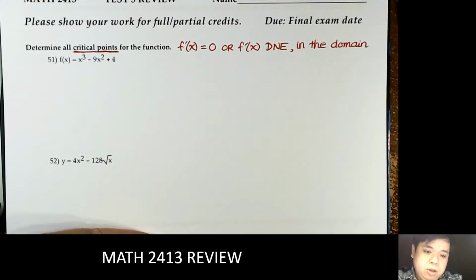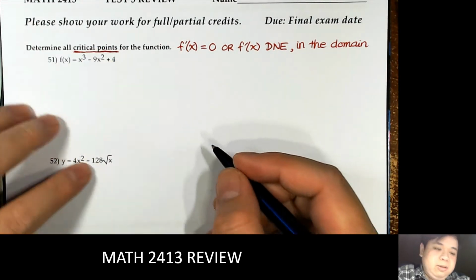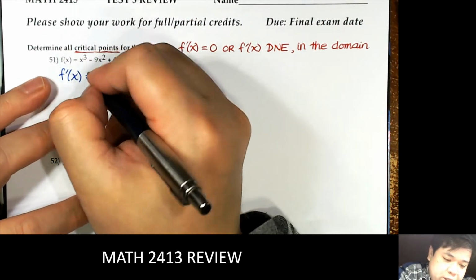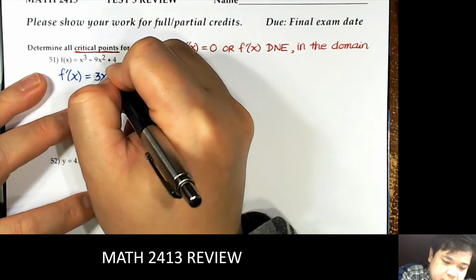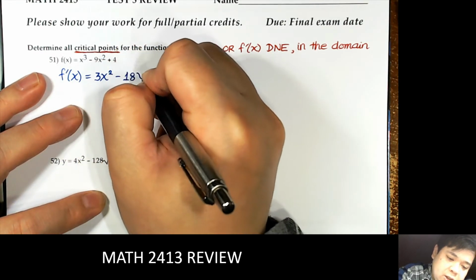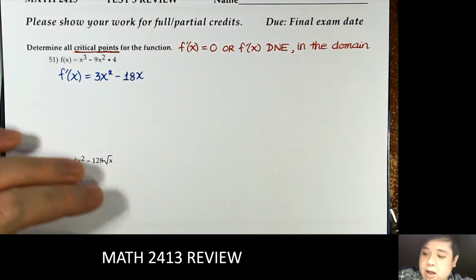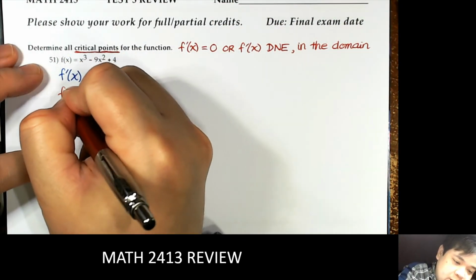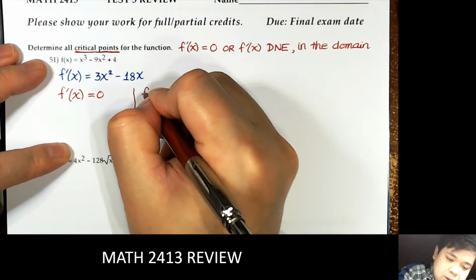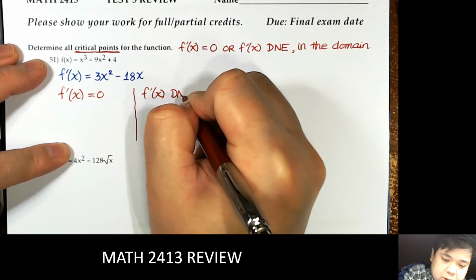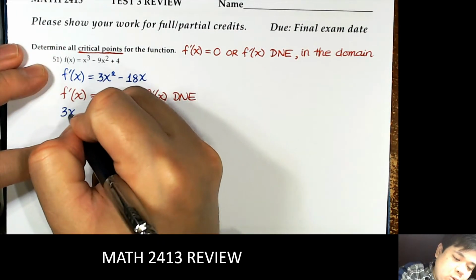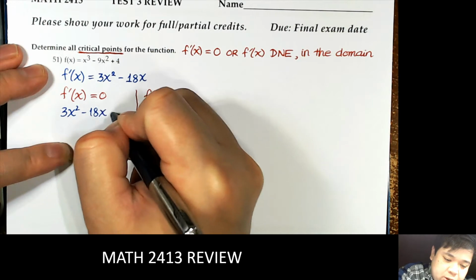Right, so let's start. Of course, the first thing we do is find the derivative. So we take the derivative, and that will be 3x squared minus 18x. And we just have it equal to 0, or does not exist. Equal to 0: 3x squared minus 18x equals 0.